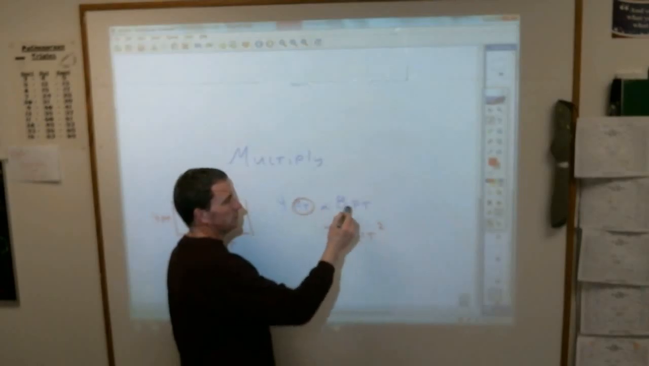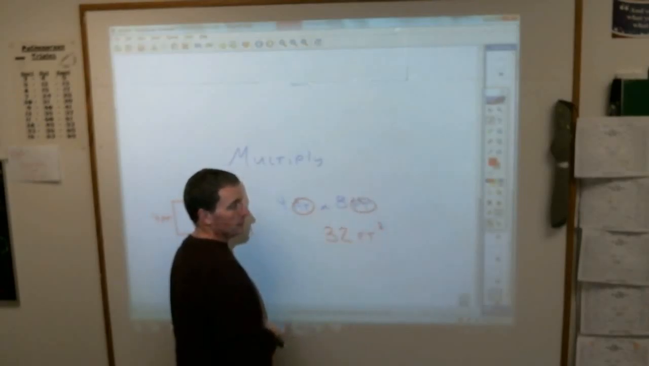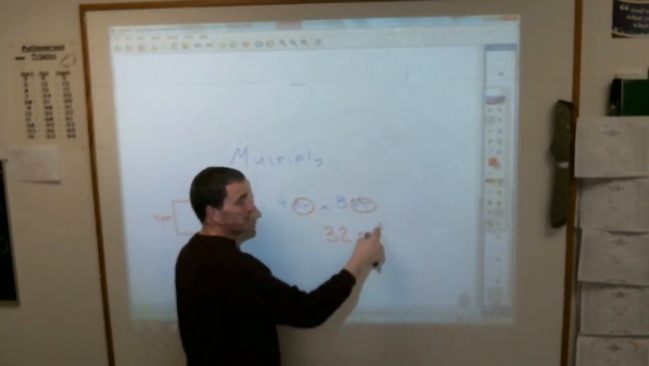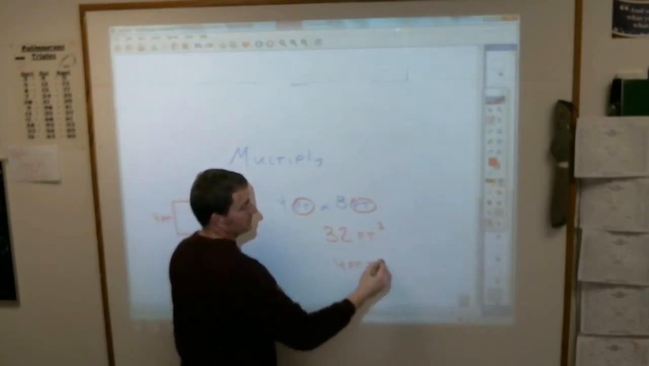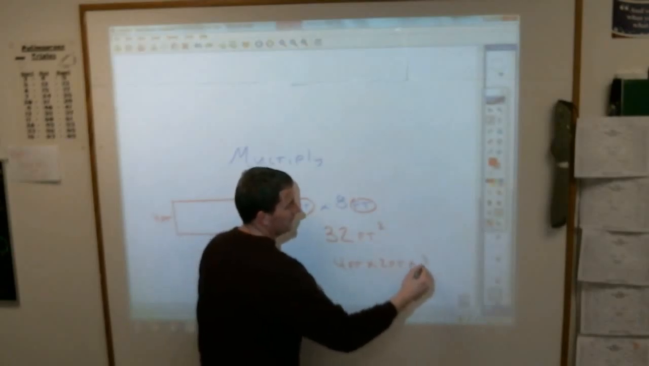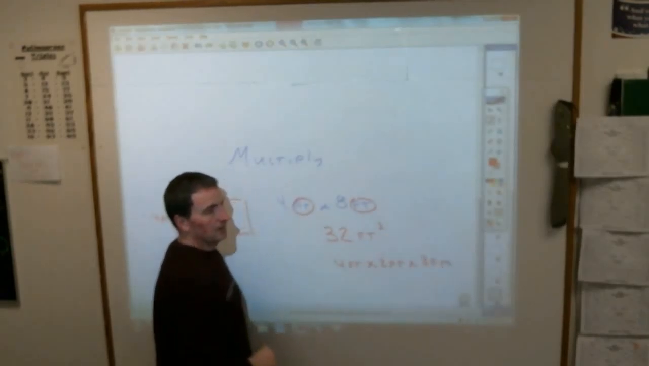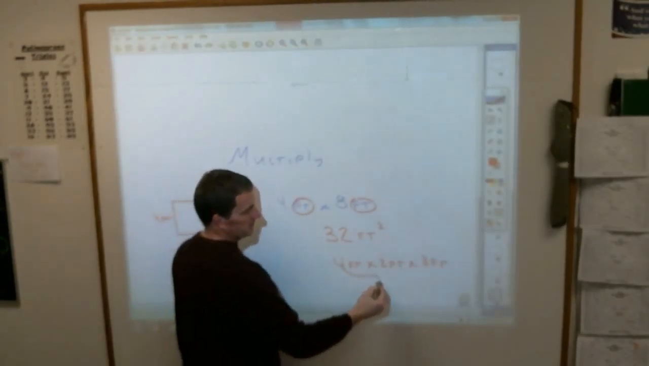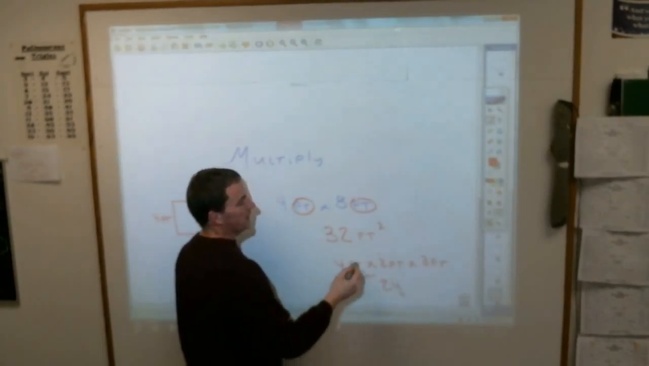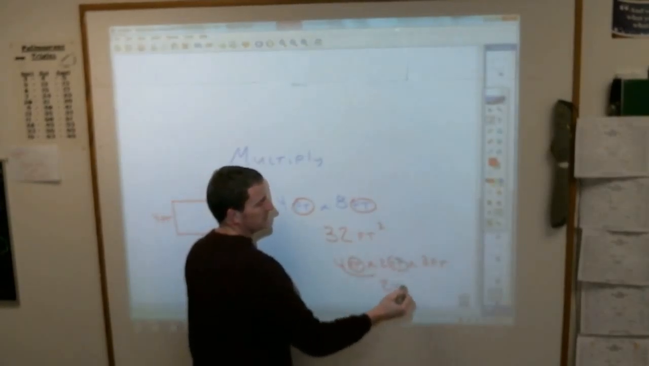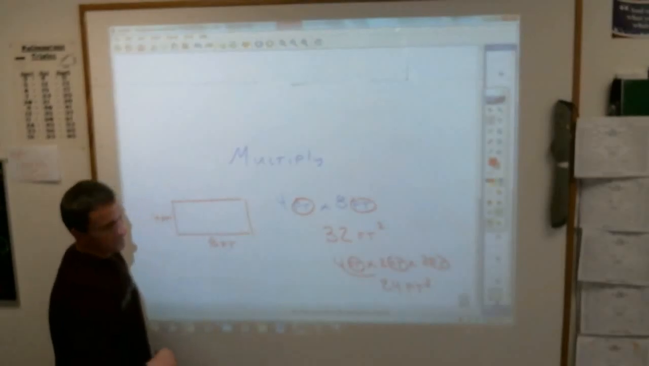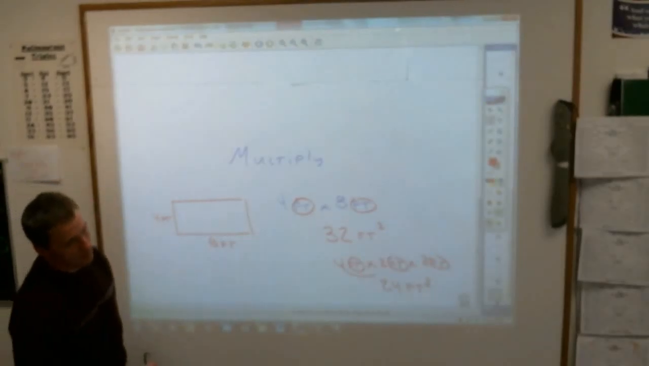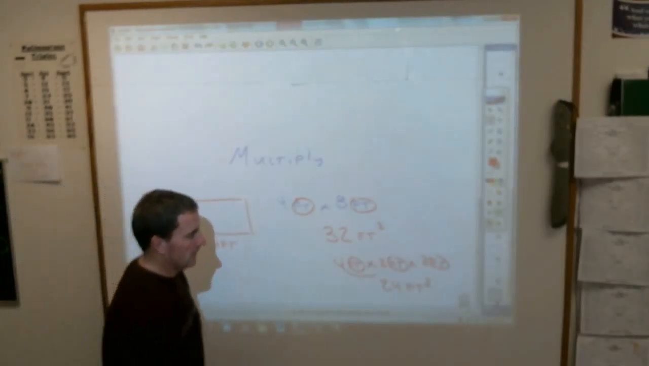If you have 2 of those getting multiplied together, you can't forget about that. That makes feet squared. Just like if I had 4 feet times 2 feet times 3 feet. Yeah, my numbers get multiplied together to give me 24, but so do my labels. A foot times a foot times a foot actually gives me a foot cubed. You cannot forget about labels. They become very, very important next year.